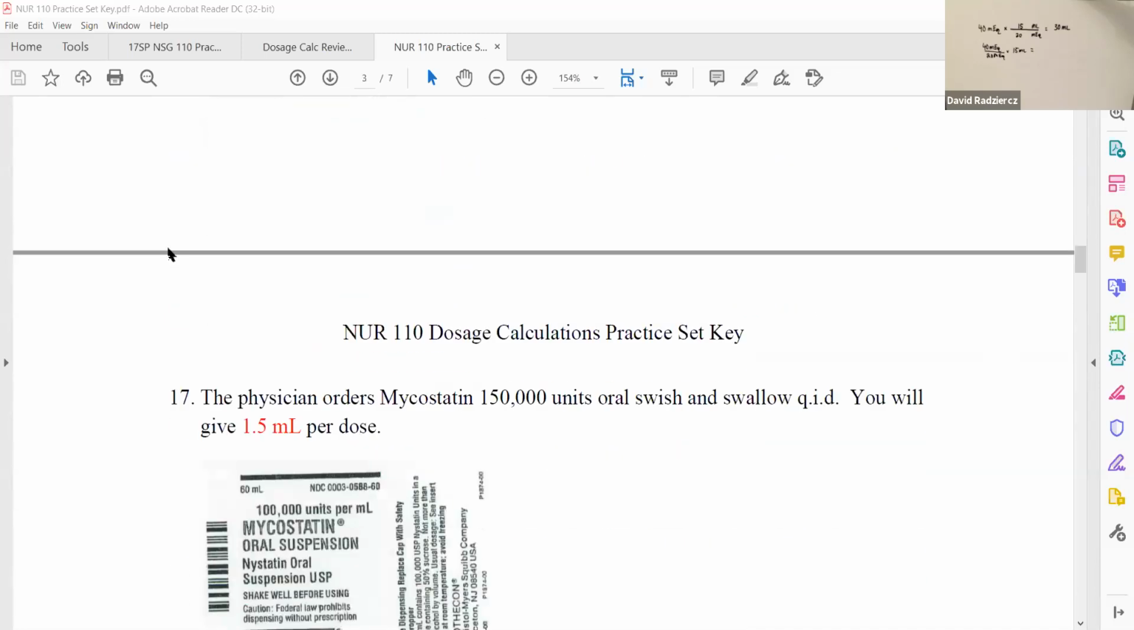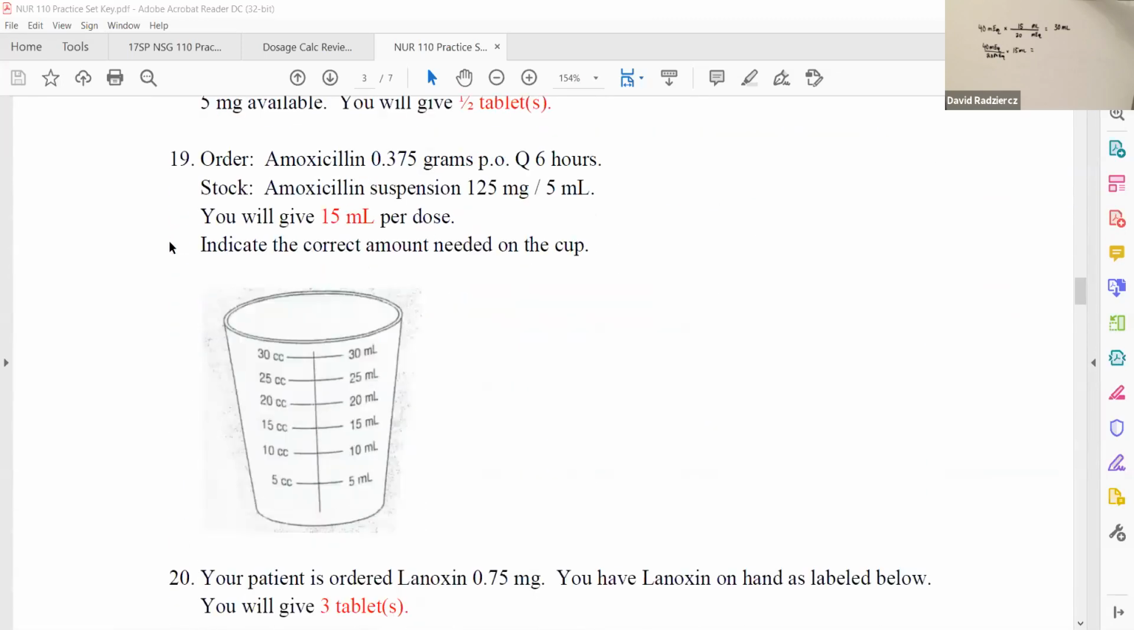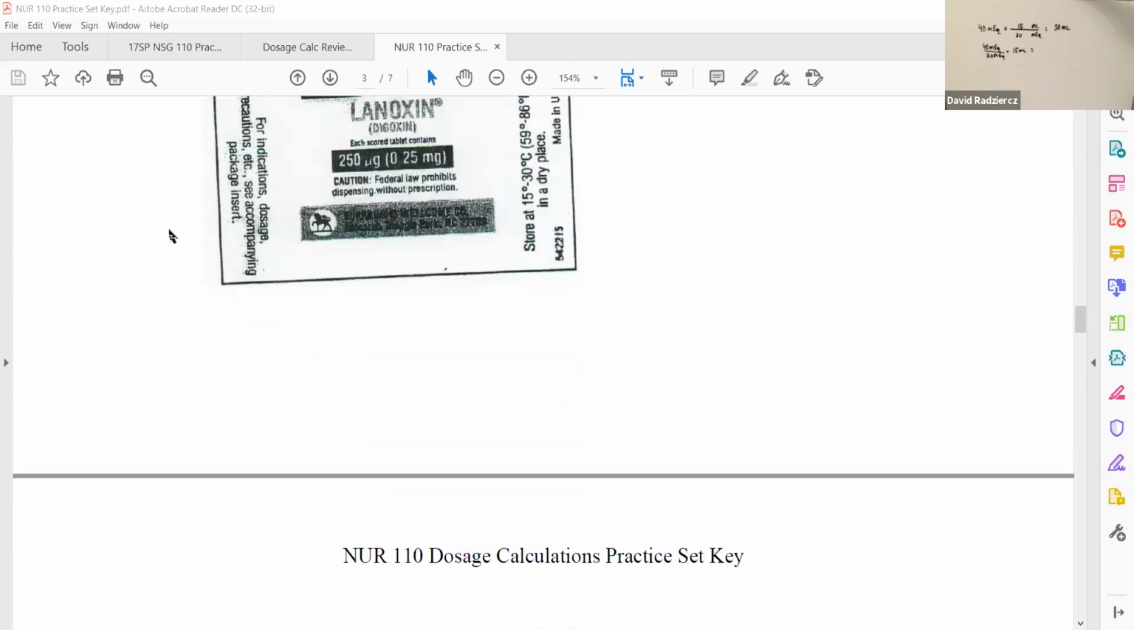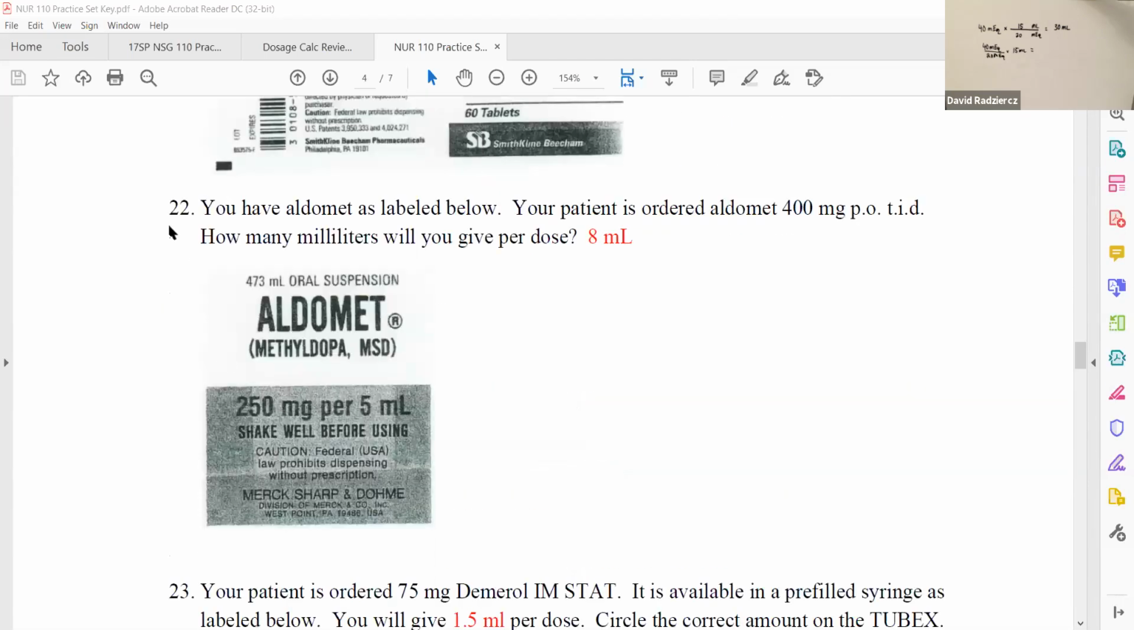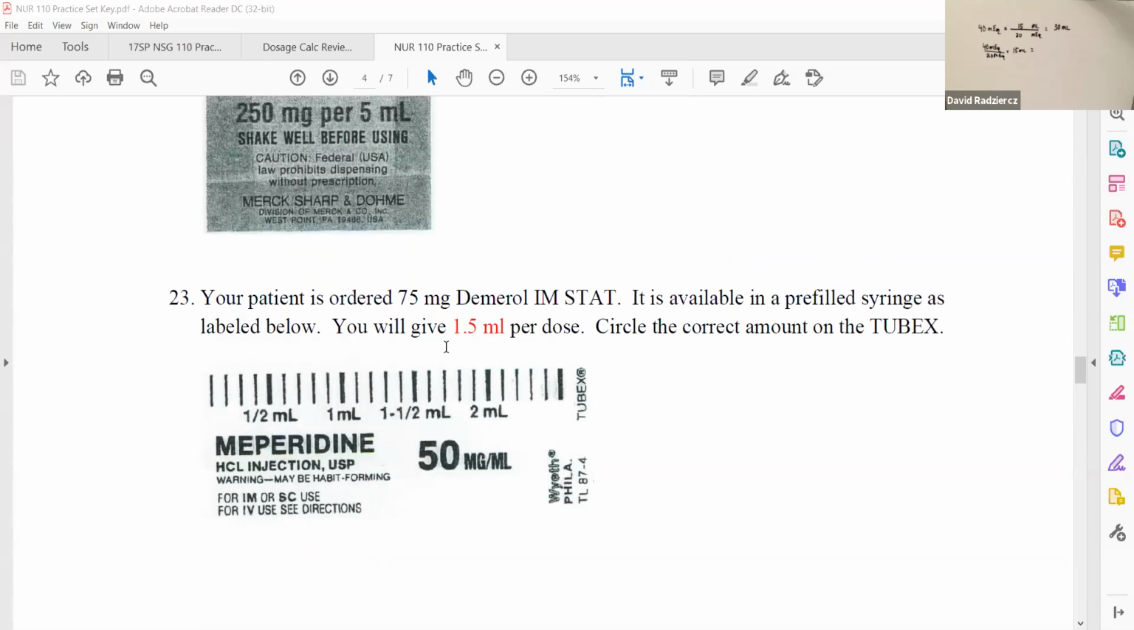Let me see if there's anything else. Okay. So when you do questions like these, where you have this thing called a Tubex, it's going to ask you to mark the Tubex. So make sure you do in fact mark the Tubex, which basically just means make sure you put an arrow where it needs to go.